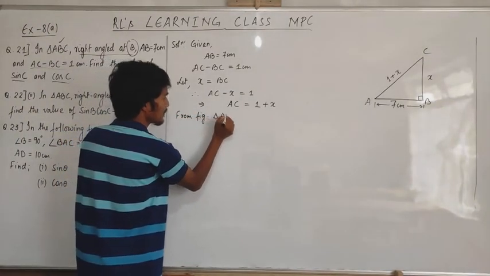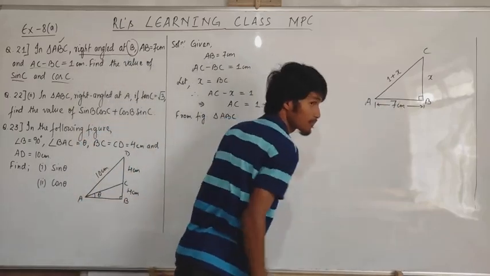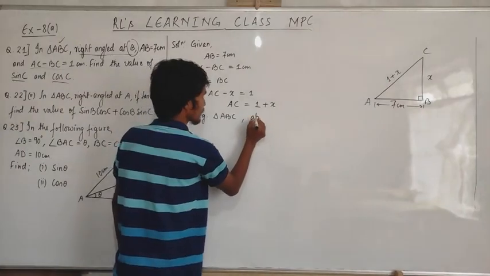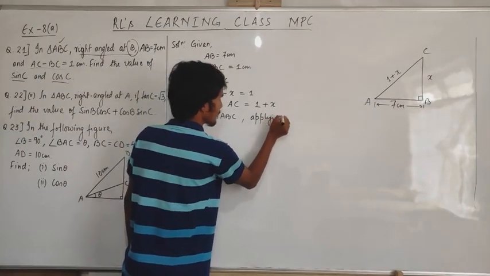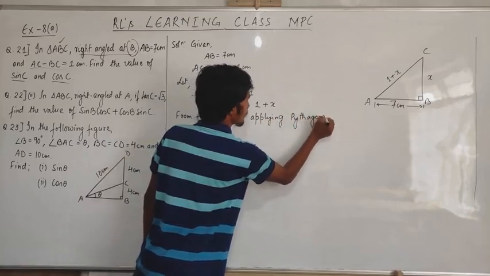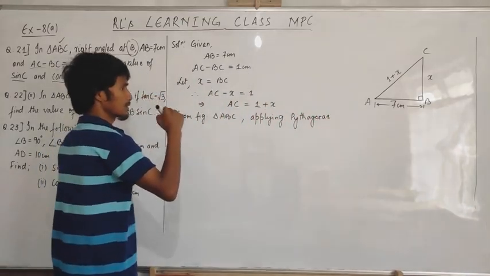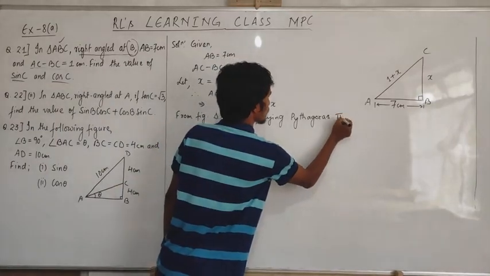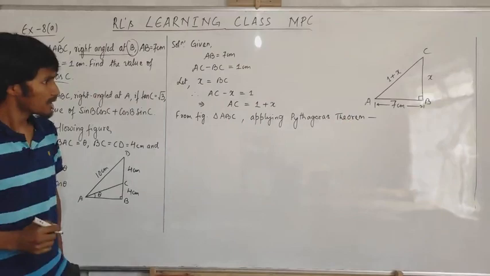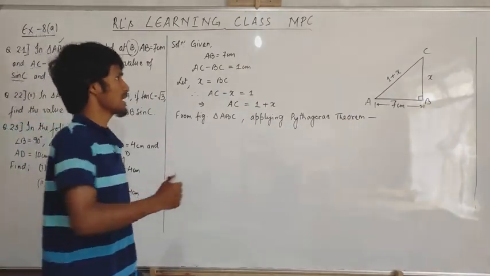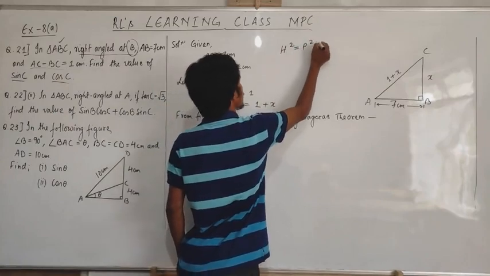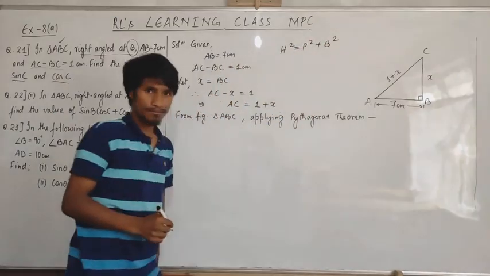From the figure, triangle ABC, this figure. Okay, in triangle ABC we apply the Pythagoras theorem. Now applying the Pythagoras theorem, what's the formula? The formula is: hypotenuse square is equal to perpendicular square plus base square.